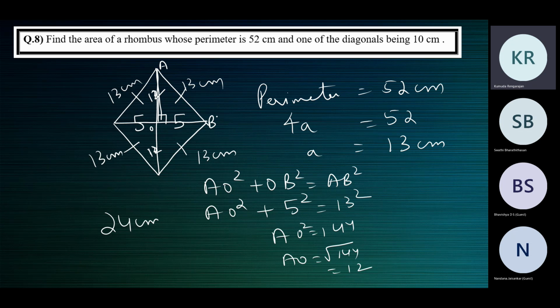The length of one diagonal is 10 centimeters. The length of the other diagonal is 24 centimeters because one half is 12. AO is 12, so the other half also will be 12. So 12 plus 12, 24 centimeters is the length of the other diagonal.